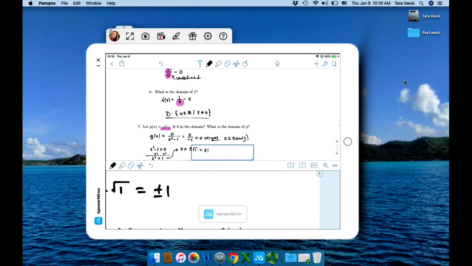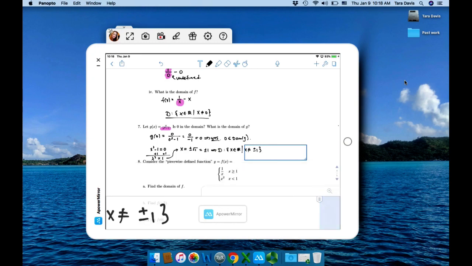So that means that the domain is the set of x in the real numbers such that x does not equal plus and minus 1, because those values make the denominator equal to 0. Hopefully that helps you to understand domains a little bit better.